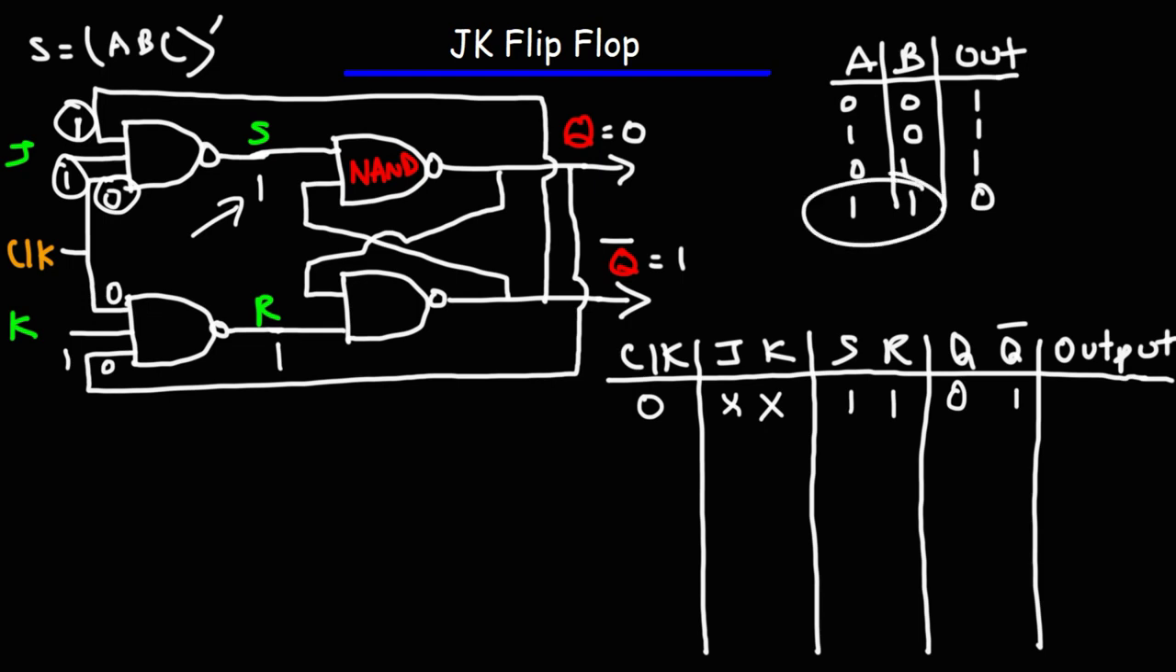So hopefully I didn't confuse you with that. So remember, the only way S is going to be a 0 is if we have a 1, a 1, and a 1. If there's a single 0, S and R will be 1. So if the clock is 0, it doesn't matter what J and K will be. S and R is 1.